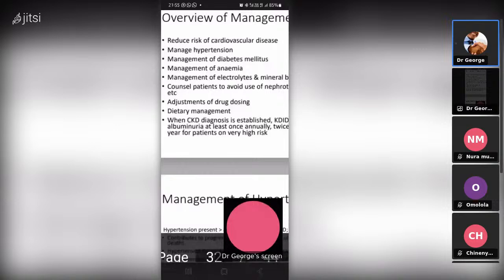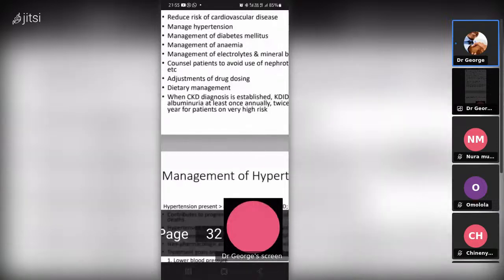So that's one of the counseling that you need to give the patient. Dietary management. Okay, so you monitor the patient's albuminuria at least once annually, twice a year at high risk, and thrice a year for patients at very high risk.